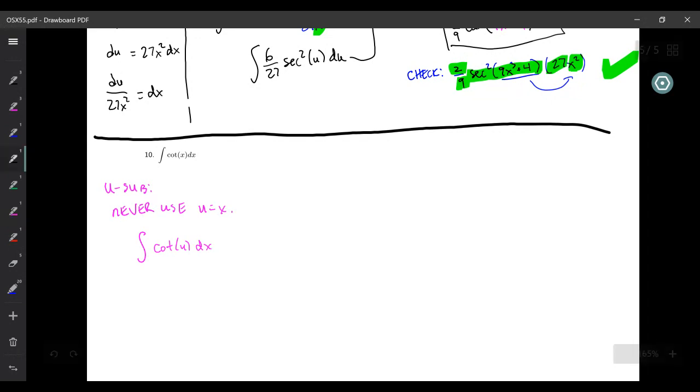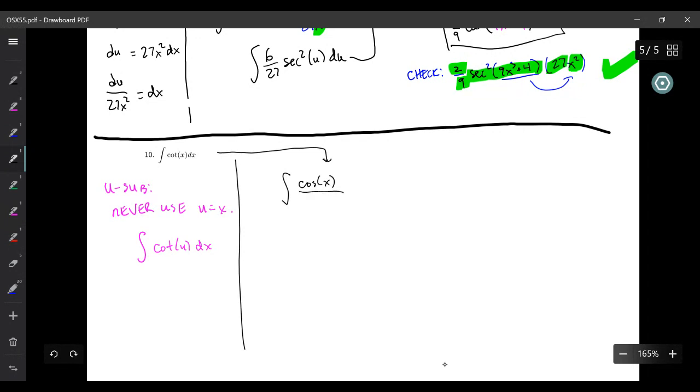All right, so what I'm going to have to do here is kind of rewrite my function. Cotangent of x is the same thing as cosine of x over sine of x dx here, right? So at least now I have a component that I can use to work with, right? So I mentioned earlier, if you don't see any parentheses, right? We have two parentheses here. We have parentheses x, but we don't want to use u equals x. So what I'm going to do is I'm going to let u equal to sine of x.